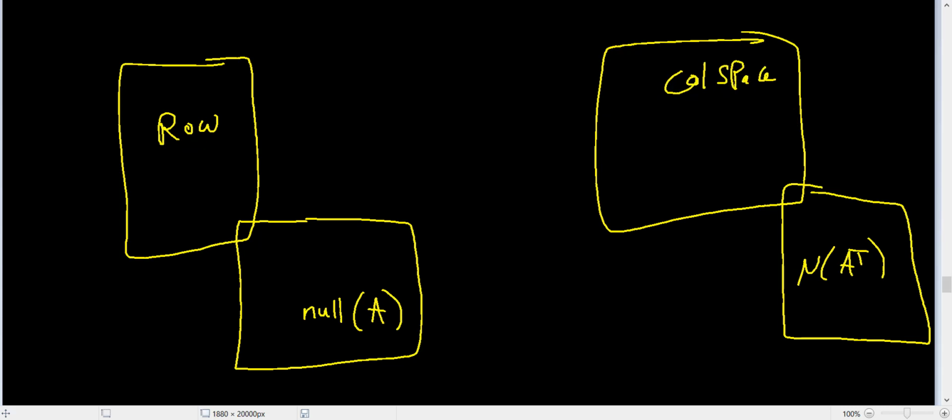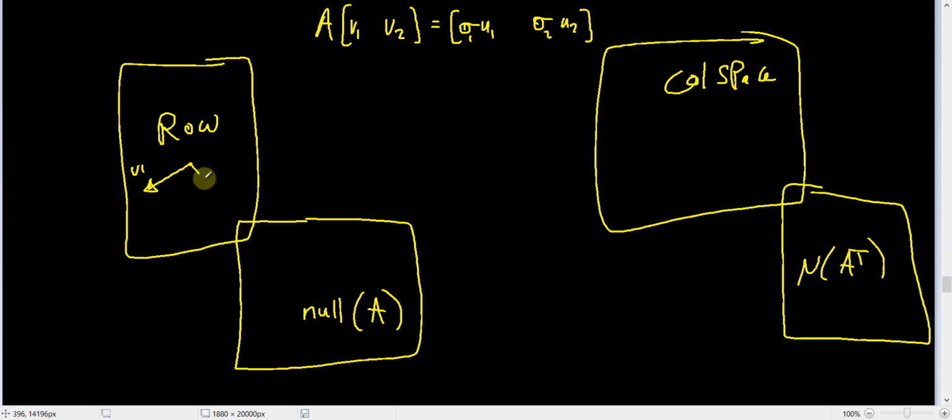Now, suppose we are talking about a two-dimensional case such that A multiplied by [v1, v2] is equal to [sigma 1 u1, sigma 2 u2]. Then we know that A v1 is equal to sigma 1 u1 and A v2 is equal to sigma 2 u2. Now, both v1 and v2 belong to the row space if the matrix is non-singular. So we have two vectors in the row space, maybe this vector v1 and this vector v2, and they are unit vectors and perpendicular to each other.